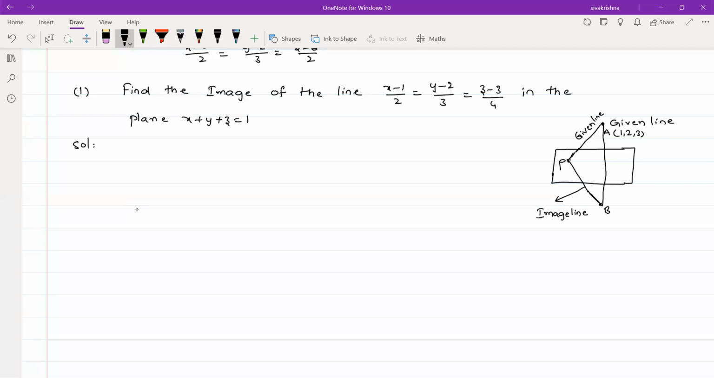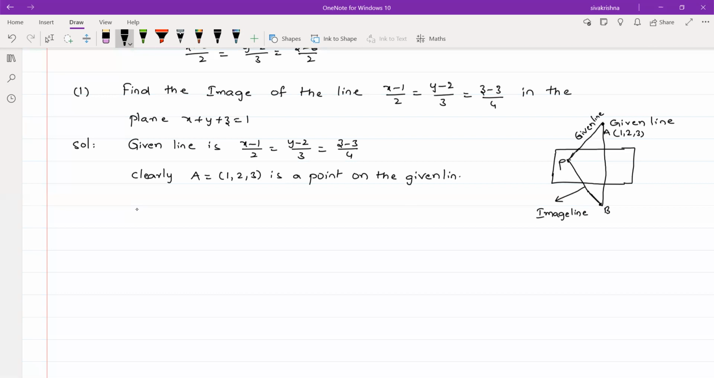Coming to the solution, first we have to write the given line equation. The given line is (x minus 1)/2 equal to (y minus 2)/3 equal to (z minus 3)/4. So clearly A equal to (1, 2, 3) is a point on the given line. Yes, it was very clear.